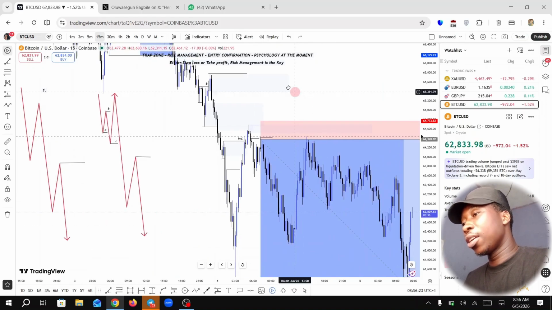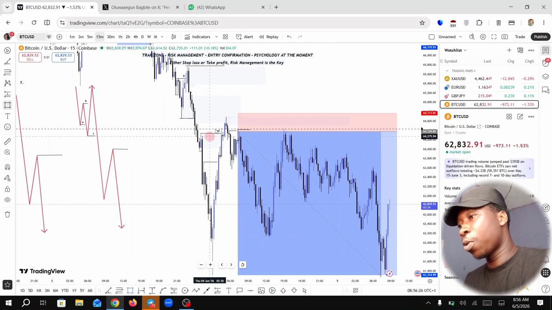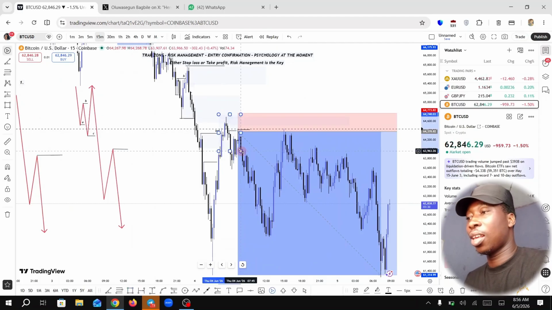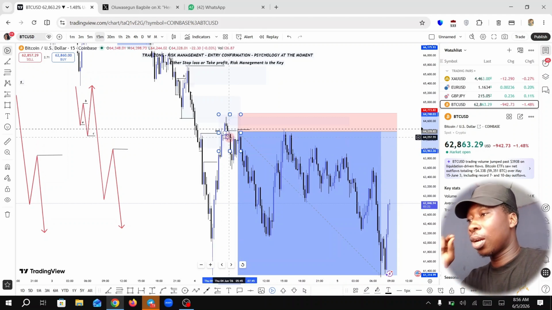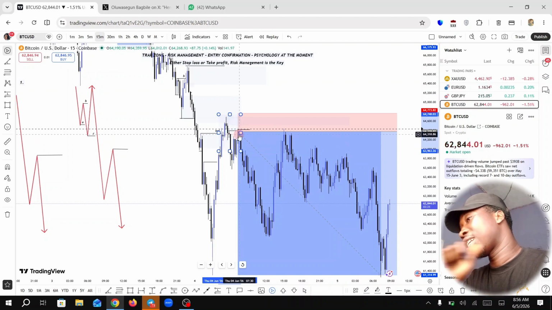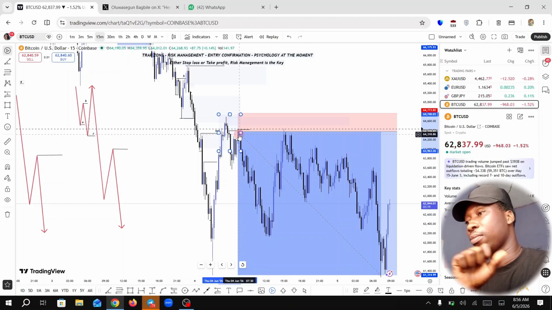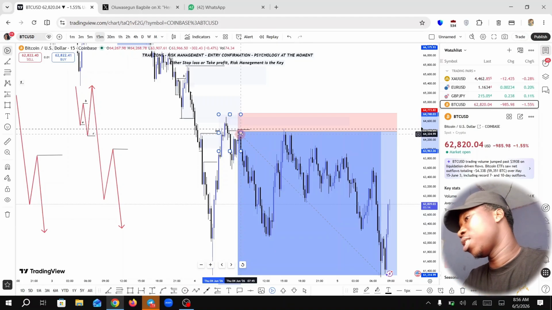So now, how do I get to take my entry at this point? Like I always say, I use a double break of structure. It is that simple. Double break of structure on the 1 minute time frame. That was one of the things I explained in my last video. I think in the last two videos I uploaded, and I will be explaining it here again.